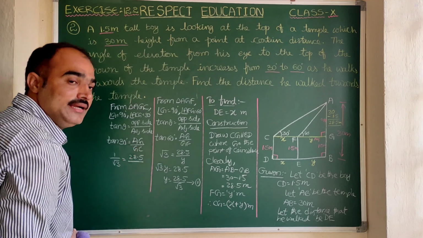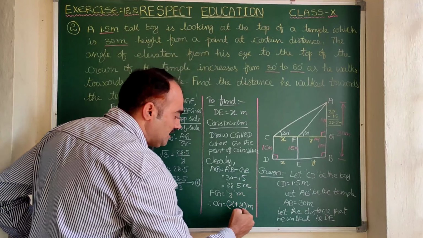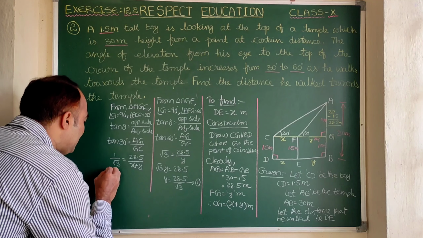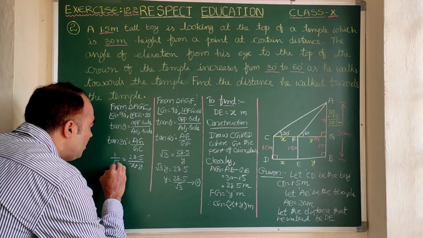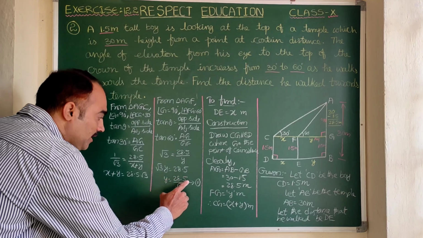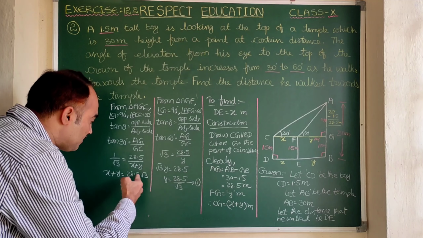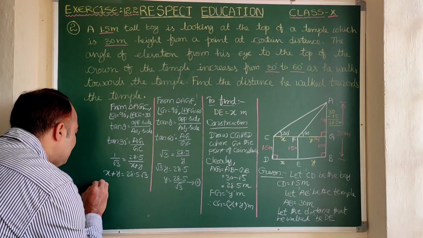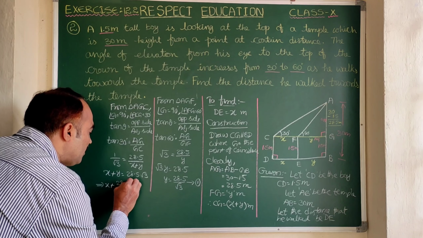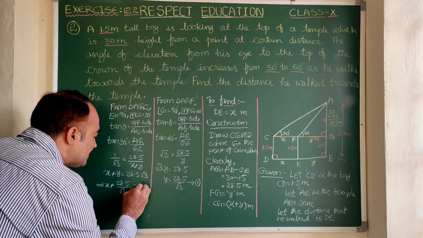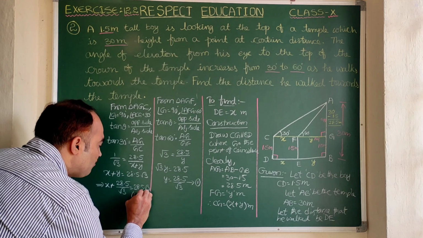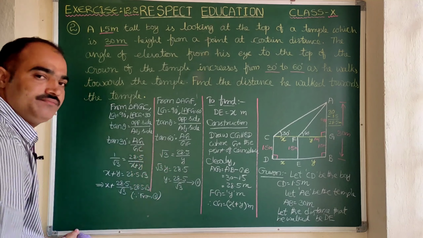1 by root 3 is equal to AG is 28.5 by GC, that means x plus y, here it is mentioned. So x plus y. Now let us do cross multiplication. X plus y is equal to 28.5 times root 3. Now from equation 1 we have the value of y. Let us substitute here. Now here we can write it as x plus, in place of y we are going to write 28.5 by root 3 is equal to 28.5 root 3 as it is. This is done since from equation 1, right?